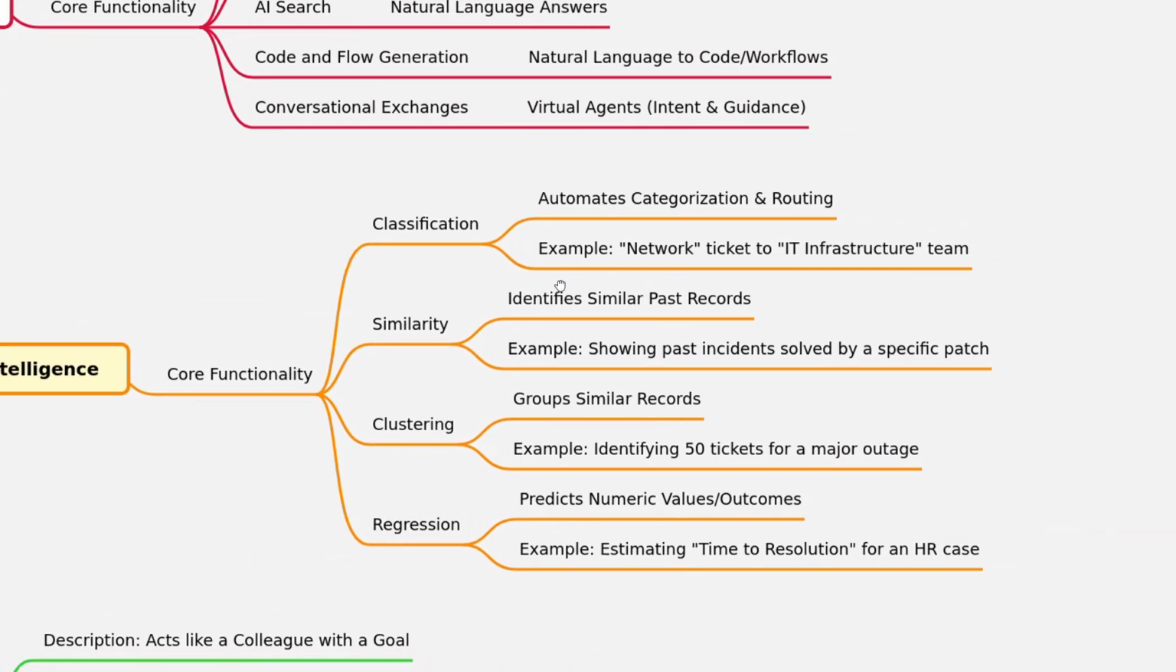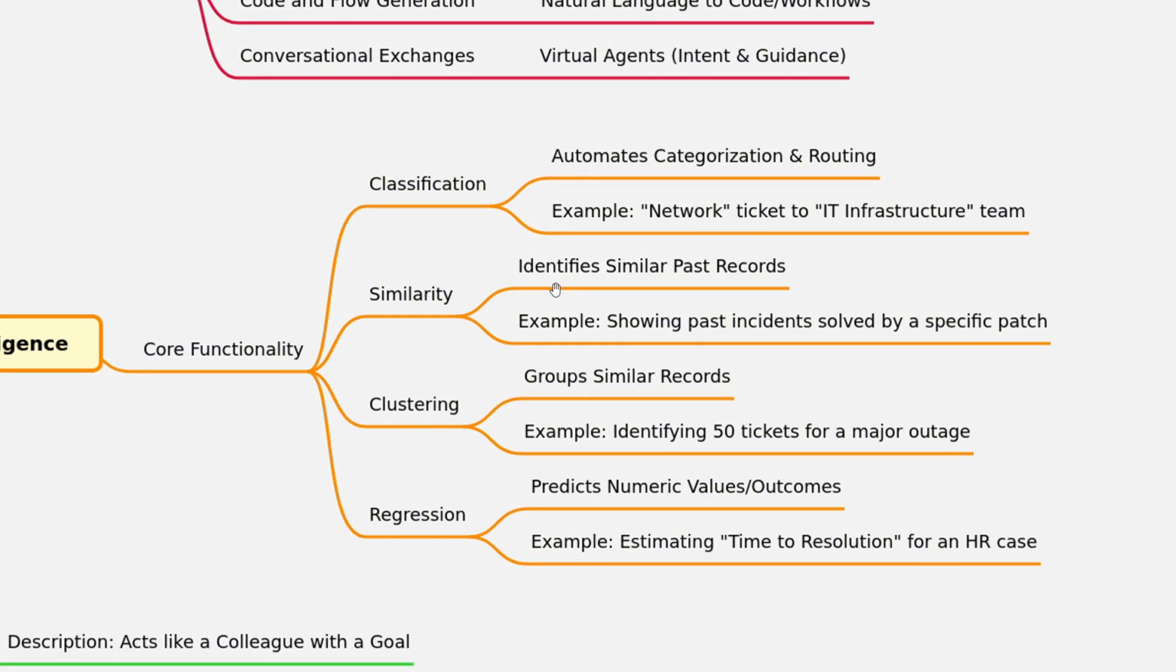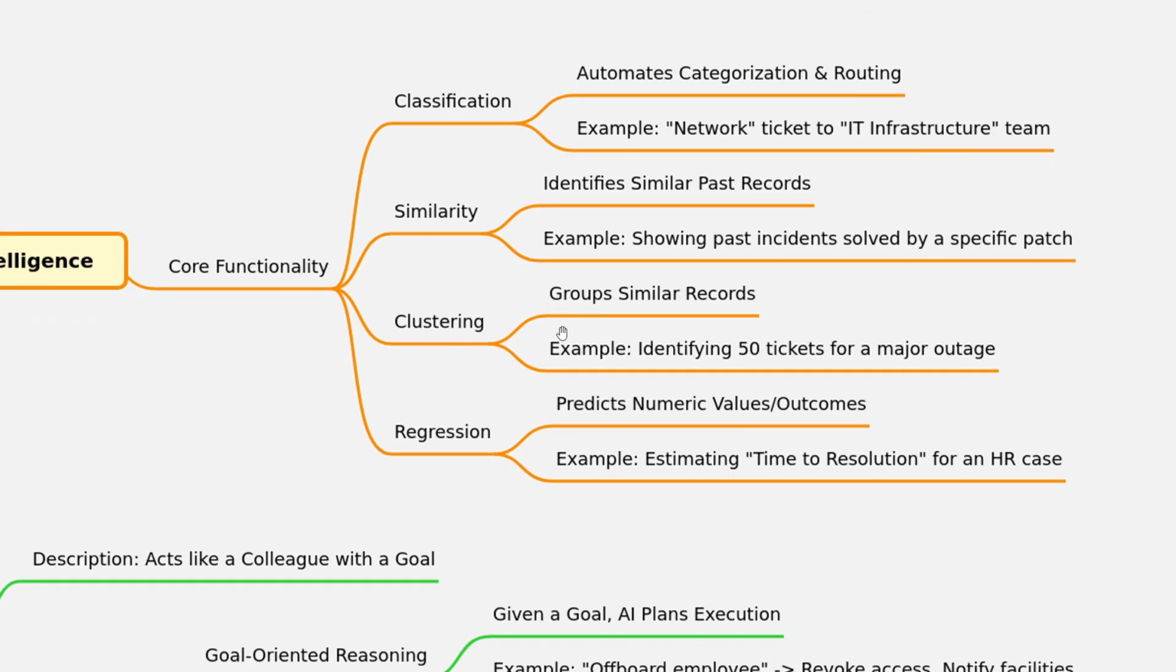So here it is used for classification. It automates the categorization and routing. For example, a network ticket should be assigned to the IT infrastructure team. Similarity: it identifies similar past records, showing past incidents solved by a specific path. It helps in clustering. It groups similar records. Example, identifying 50 tickets for a major outage.